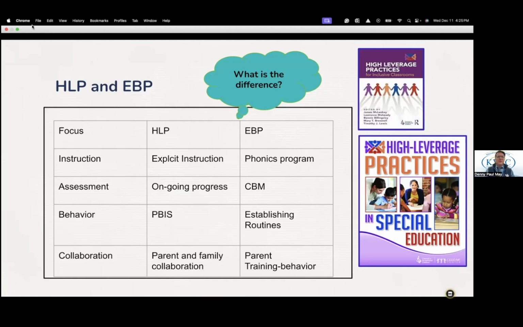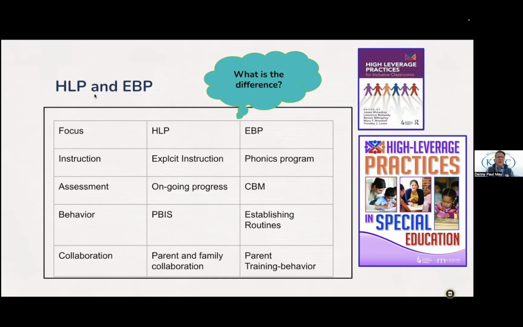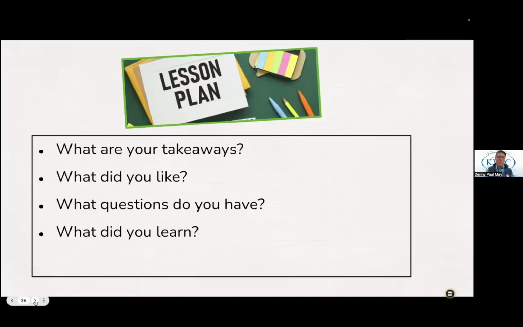So those are some things that I wanted you to know about the difference between high leverage practices and evidence-based practices. As we continue to become a more professional practitioner, we need to know where to get our strategies from. And so these are great places to start. And it's certainly something that's very, very important.